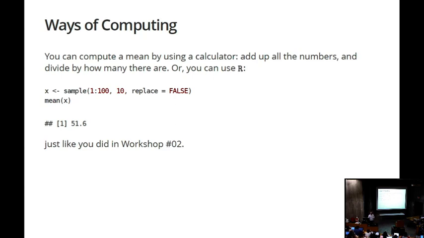So this says, and hopefully you're getting to the point now where maybe you can almost read it as R code, I'm sampling from the numbers from 1 to 100, I want 10 of them, and I'm sampling without replacement. Replacement is false.